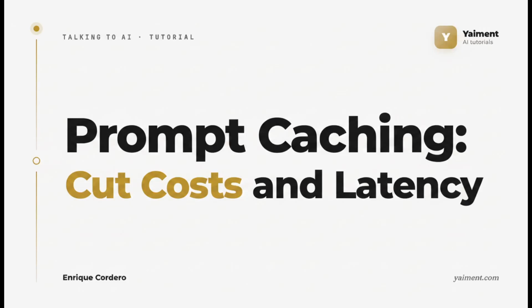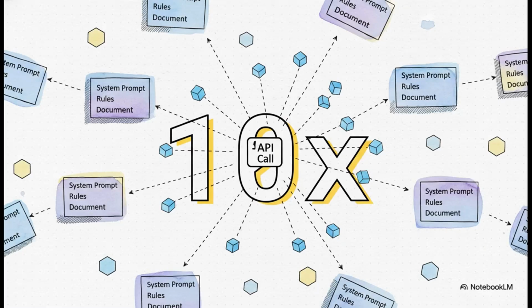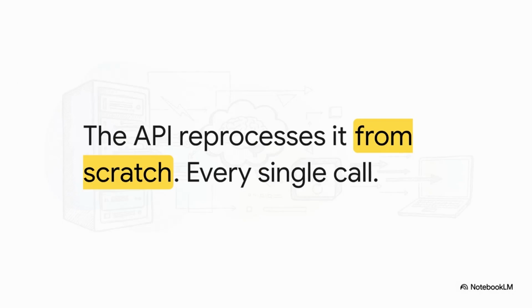Welcome to this explainer on prompt caching. Look, if you're calling the Claude API with a long system prompt, you're probably paying for it 3, 4, or maybe even 10 times over. On every single call, you're sending the exact same system prompt, the same rules, the same massive reference documents, and you're paying to pass all of that data every single time. And because of that, the API has to reprocess it from scratch every single call. It's a massive waste of resources and money.